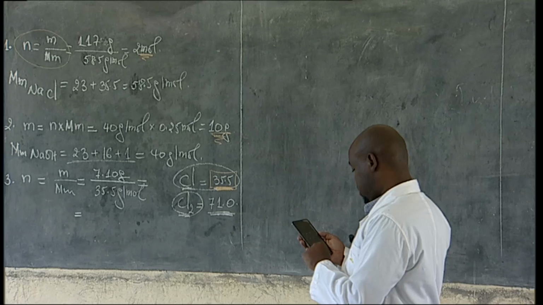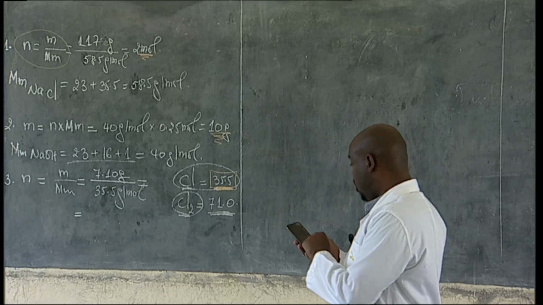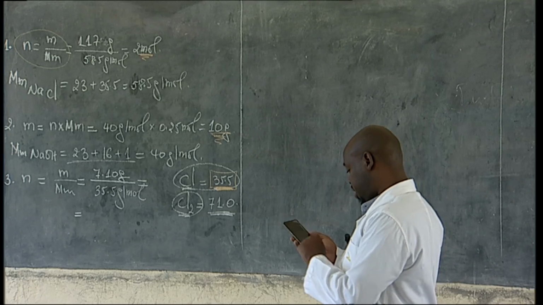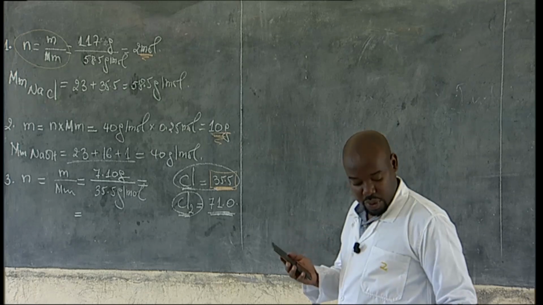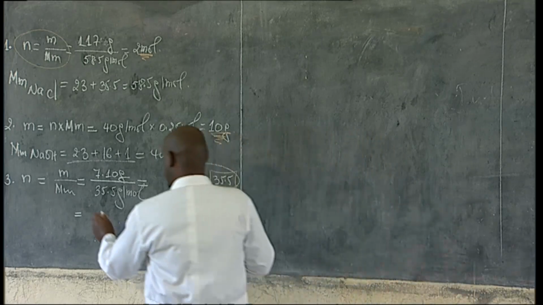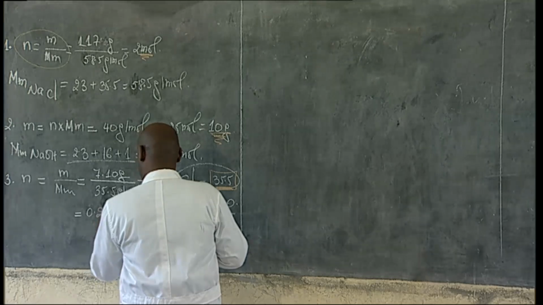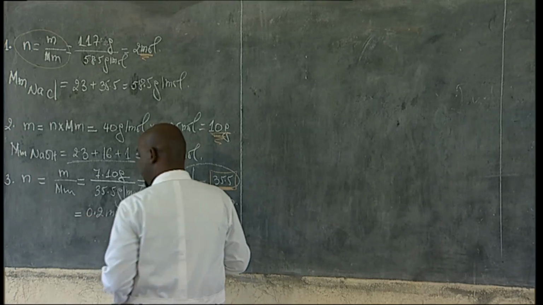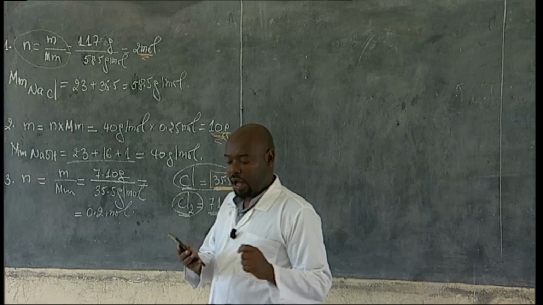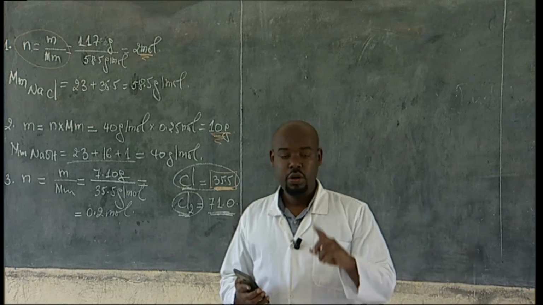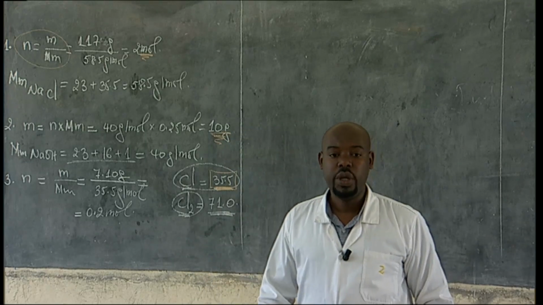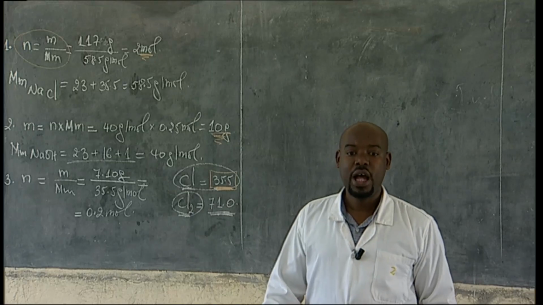So we have 7.1 over 35.5, and here we get 0.2 mole. 0.2 mole, and with 0.2 mole, we can now do what? We can now find the number of atoms.